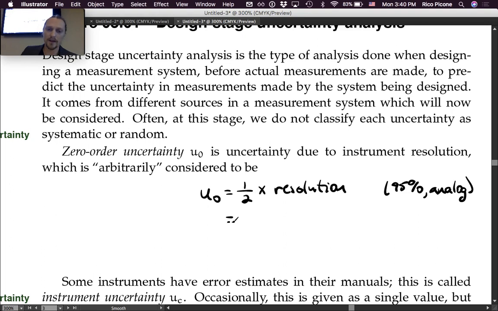Then there's also what we would do if we have a digital readout. So some devices have a digital readout, like a voltmeter. And what we take for the zero order uncertainty is one least significant digit.